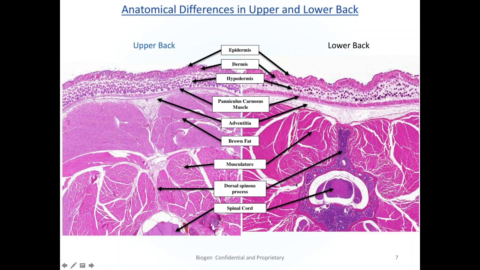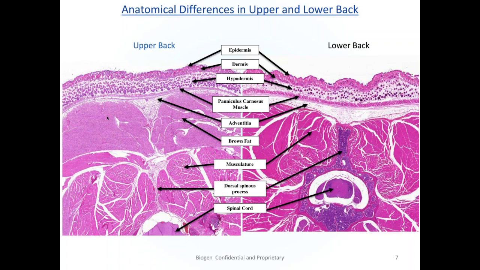So starting at the spinal cord, you can identify that obviously on the histology, and it's also visible with ultrasound. We can see the spine, the dorsal spinous process, also quite apparent, and usually you can see some shading where the musculature is around the vertebrae. The major difference in upper and lower back is this next region. So this is the brown fat region. This is fairly unique to mice, and it's especially apparent in young mice.